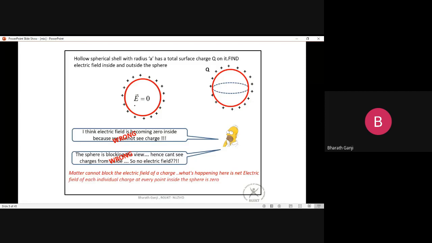That being said, this is another example indicating that matter actually cannot block the electric field. Maybe the resultant electric field can go to zero, but that doesn't mean that there is no existence of electric field at that particular location. Because of any charge there is an electric field everywhere, right?